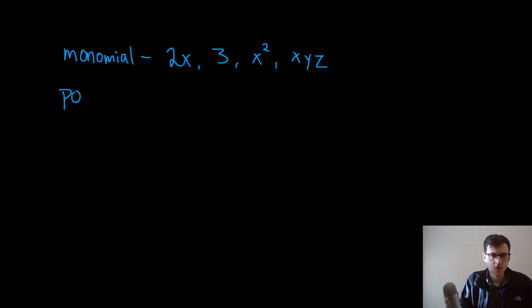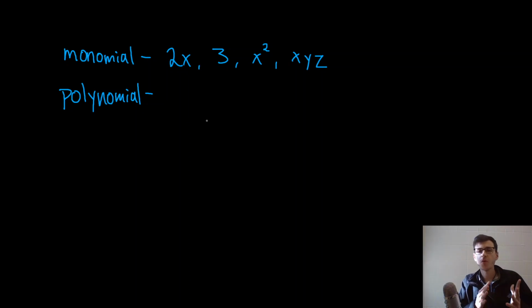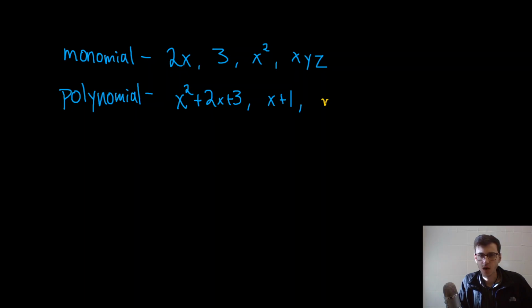And a polynomial is just multiple monomials added together. So you could have something like x squared plus 2x plus 3. That's a polynomial. Also, x plus 1. That's a polynomial, right? We would call this a trinomial because it has 3 terms, and this a binomial because it has 2 terms. But all of them are multiple monomials added together, or maybe y minus 2, right? It could be subtracted as well.